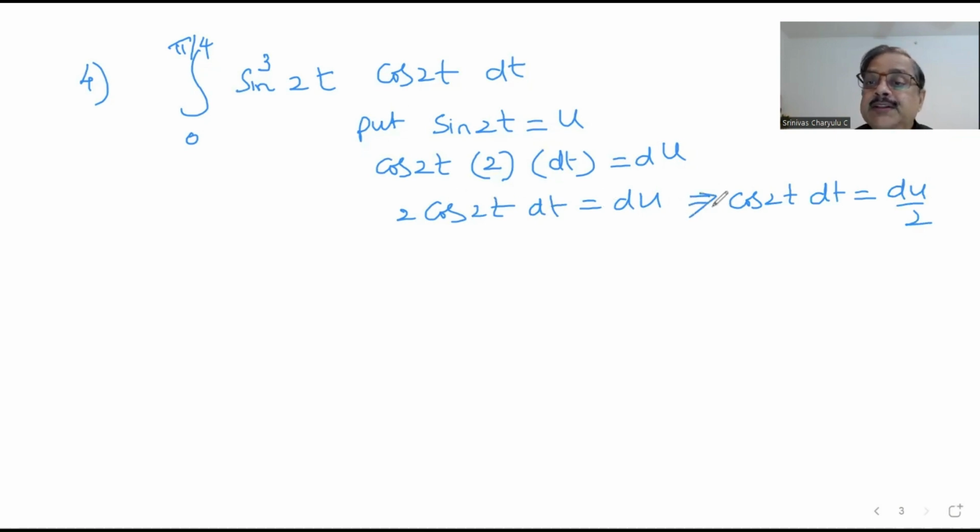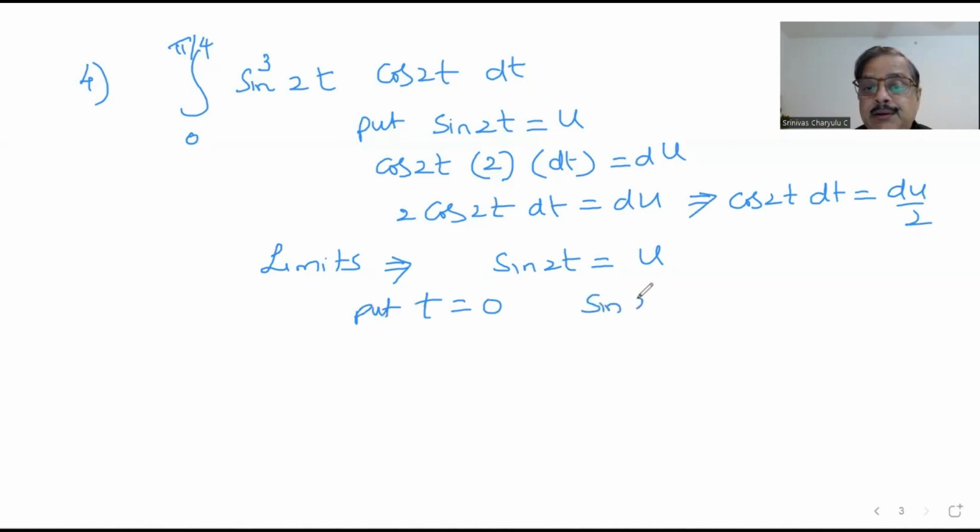This is about the differentiation. Now limits. Limits also we have to change. First, what is the substitution for us? Sin 2t is equal to u. What is lower limit? 0. So t is equal to 0. First we have to put. So sin 2 into 0 is equal to u. So sin 0 is equal to u. So sin 0 means 0. So lower limit became 0.